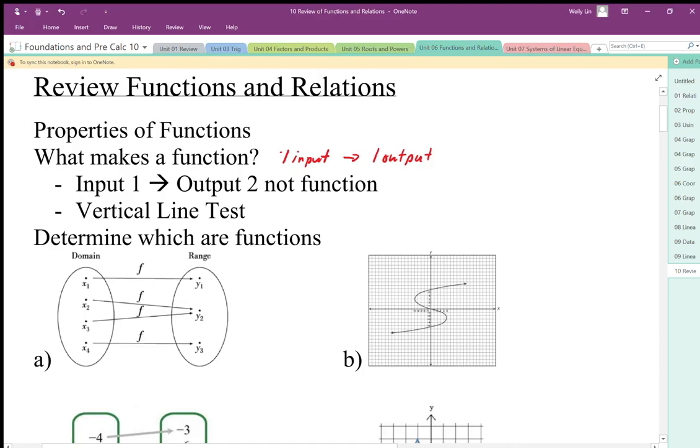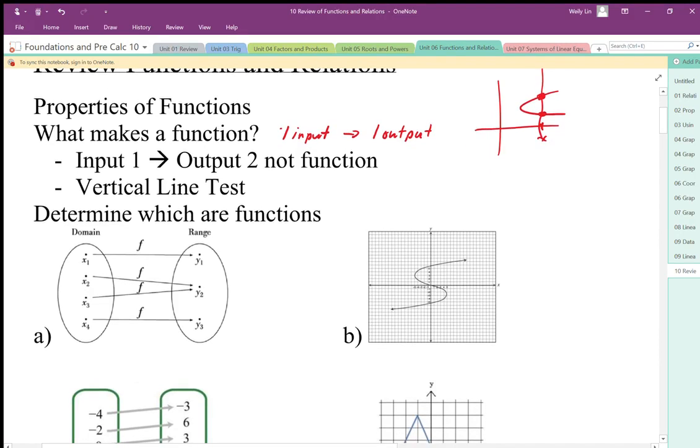And to see this visually, it's a vertical line test. If I have a graph that looks like this, a vertical line does not pass through twice. If I have a function like this, one input here, one x, has two outputs, so it does not pass the vertical line test. So that's our main test then.